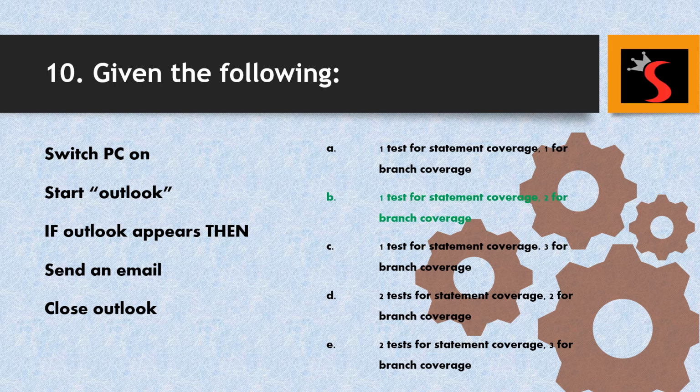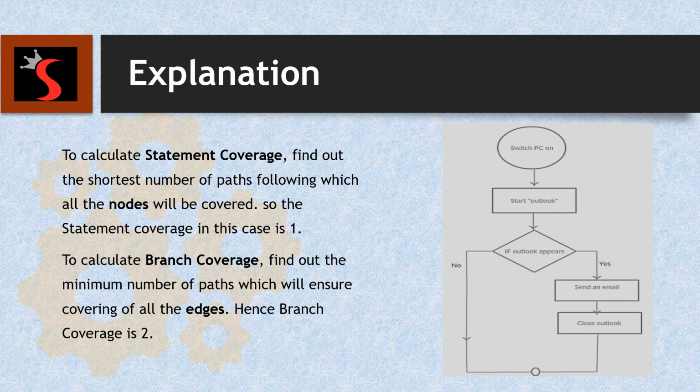And the right answer is option B, 1 test for statement coverage, 2 for branch coverage. Explanation: to calculate statement coverage, find out the shortest number of paths following which all the nodes will be covered. So the statement coverage in this case is 1.